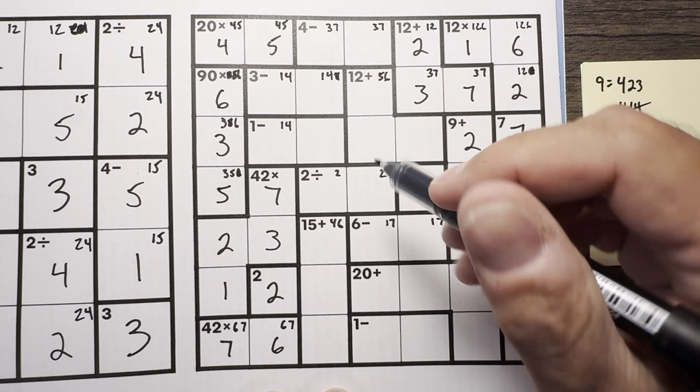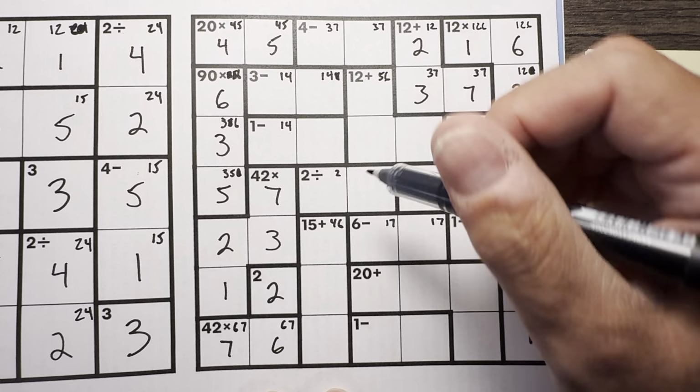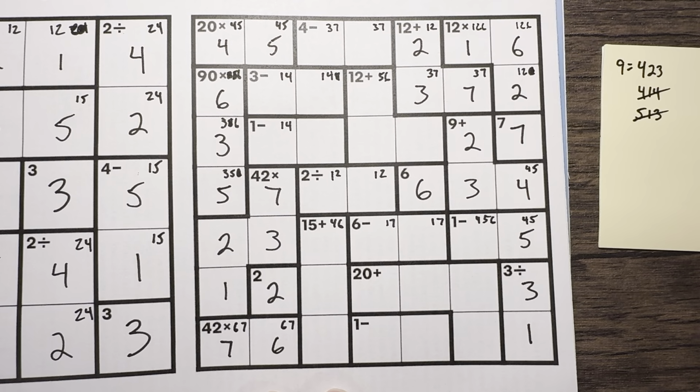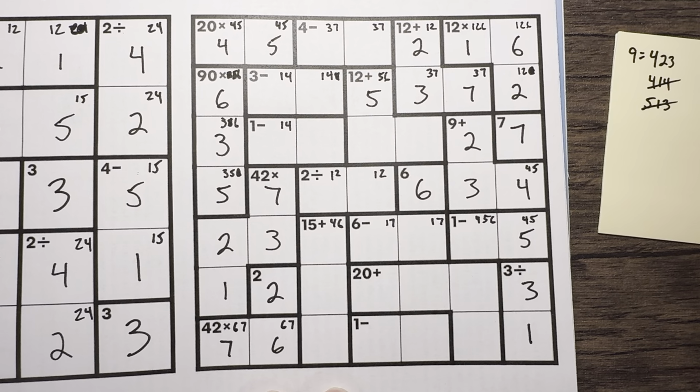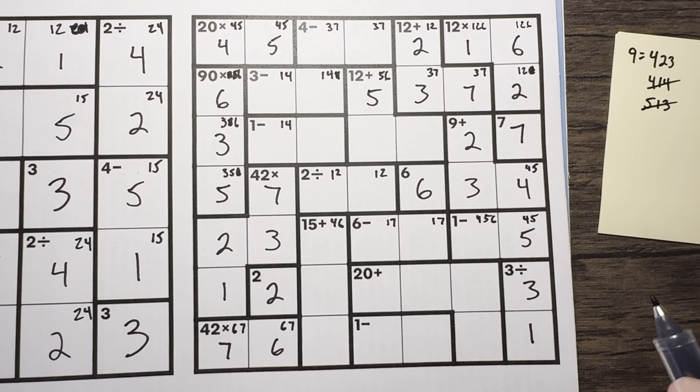Here, we just got 1, 4. It's not 2, 4 anymore. It's 1, 2. This 6 means this is a 5. All right, we got to be getting close.